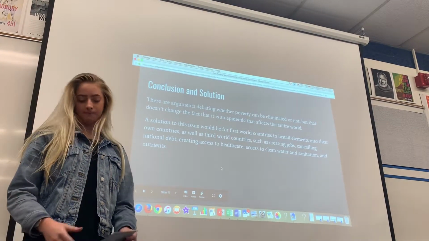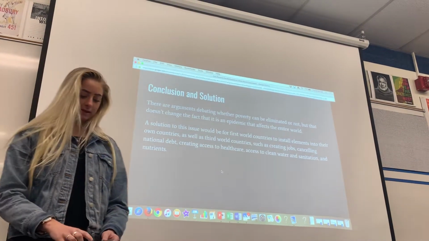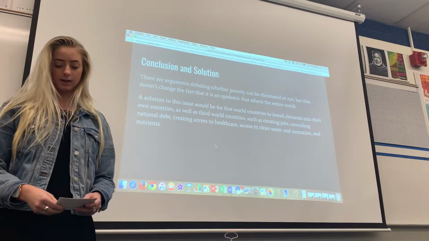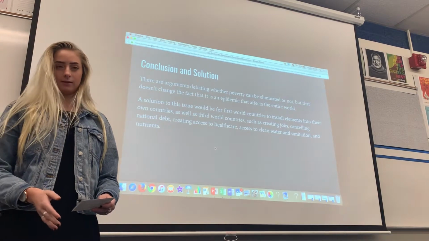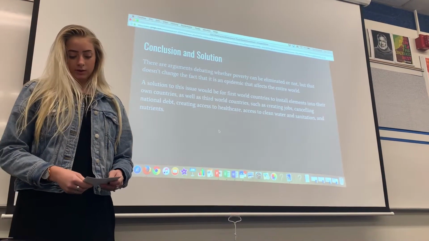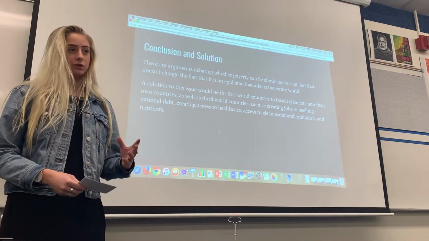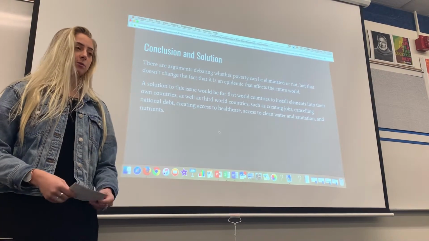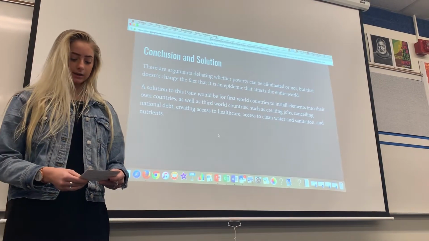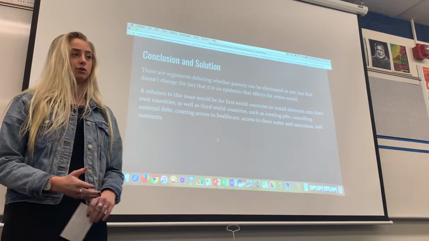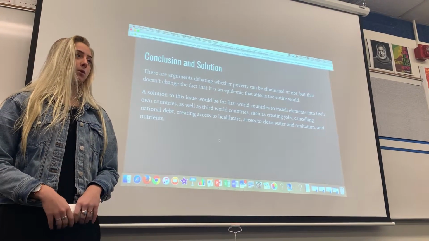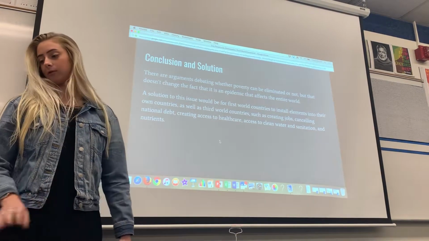So in conclusion, poverty is something that affects the entire world, and there are different arguments saying that it can and cannot be eliminated. But either way, it is something that needs to be solved. So a solution would be for first world countries to reach out to third world countries and provide resources such as creating jobs, canceling national debt, and creating access to clean water, sanitation, and nutrients. And if these factors are applied, then it will improve the lives of those living in poverty.